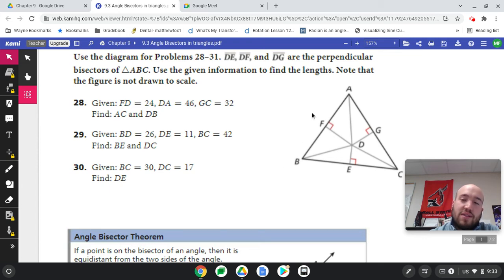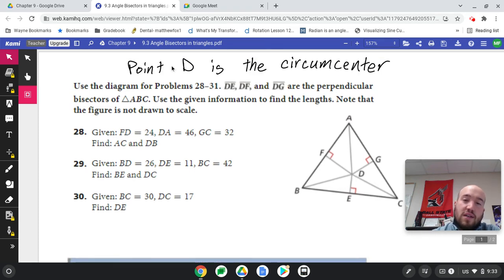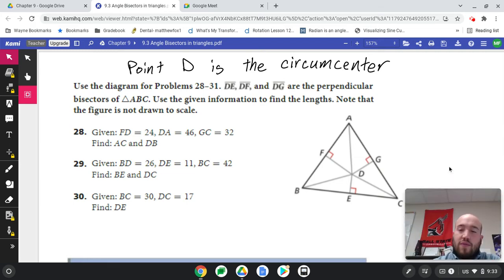Now these perpendicular bisectors all intersect at a point D here, and that point right here I said is our circumcenter. So hopefully you guys remember. Our circumcenter is going to be the intersection of our three perpendicular bisectors, and it also is going to be the same distance. It's equidistant from each of the vertices. So DA, DB, and DC are all the same.